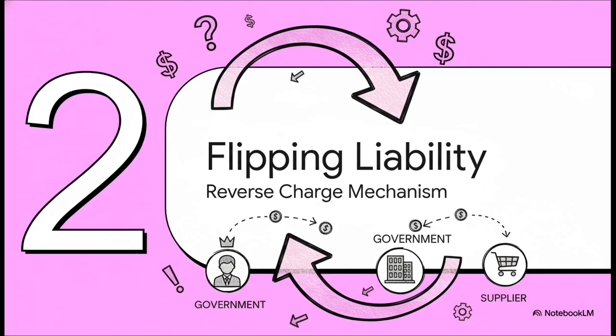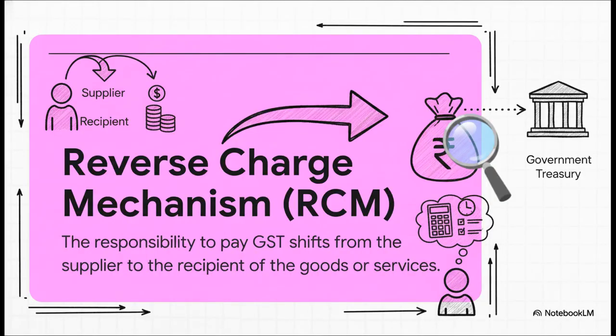What happens when the government decides to turn this entire process upside down? Well, that's where the reverse charge mechanism, or RCM, comes into play. With RCM, the duty to pay the tax literally jumps from the seller over to you, the buyer. The supplier's invoice won't even have GST on it. Instead, you have to do all the work: calculate the tax, pay it, and report it. It's a complete shift of who's liable.